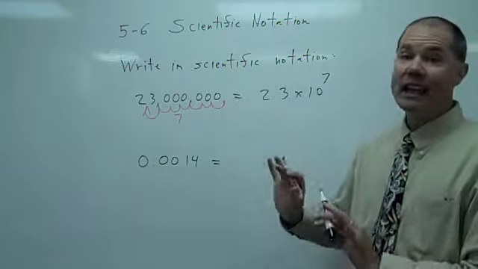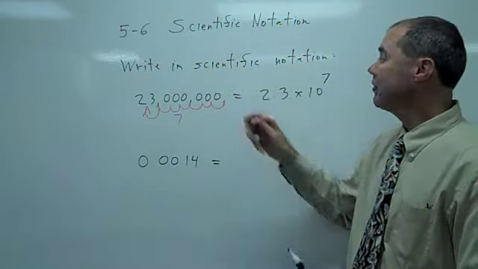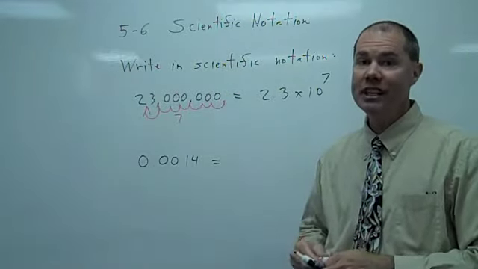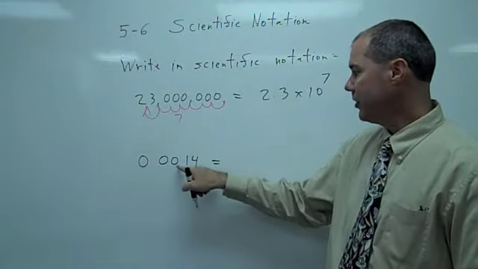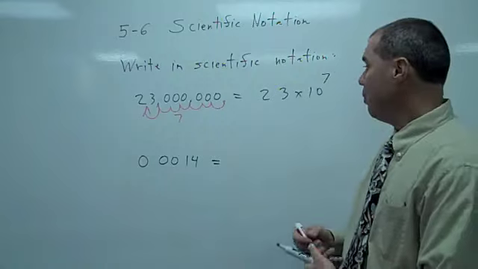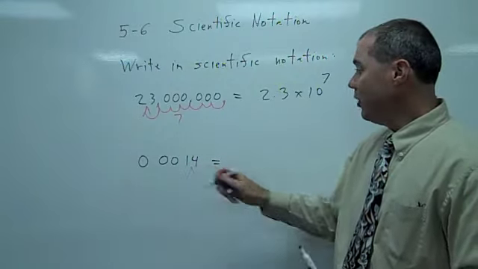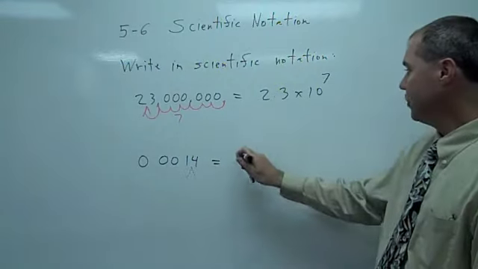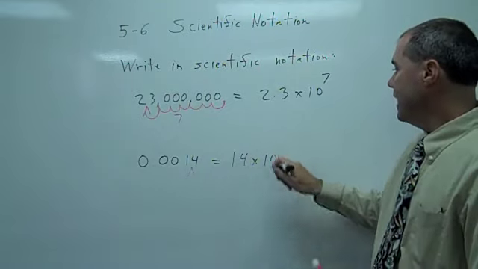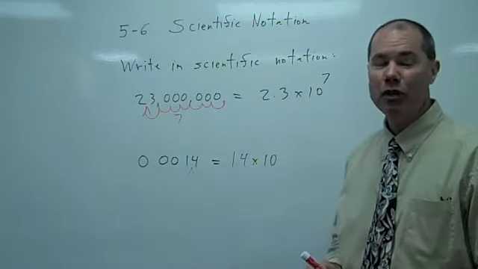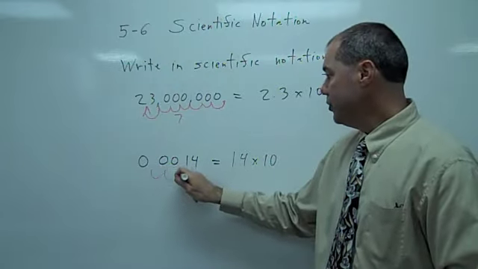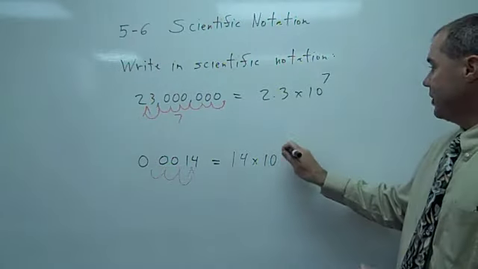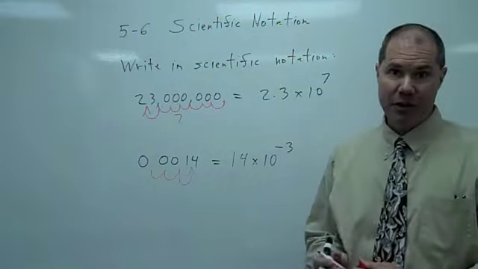Remember, the decimal on any number is always after the last digit unless you see it somewhere else. Let's take this one where you can see the decimal, 0.0014. We want the decimal between the 1 and the 4, so it's going to be 1.4. This is a small number, so it'll be a negative exponent. We go 1, 2, 3 places, so it's times 10 to the -3rd.